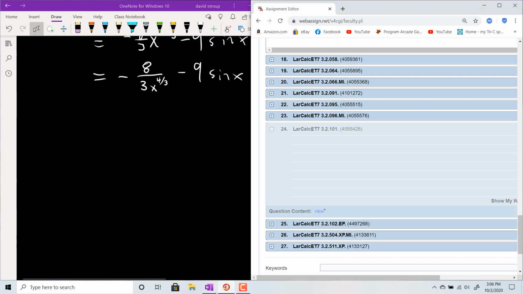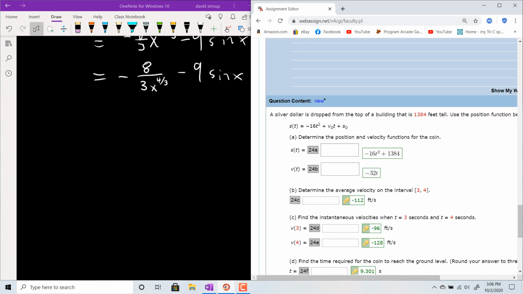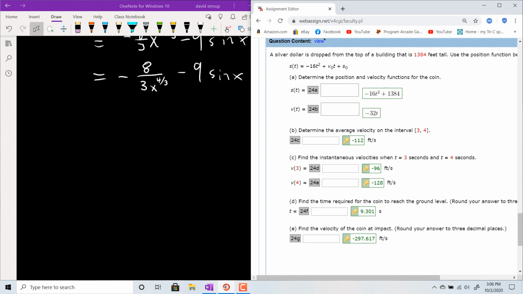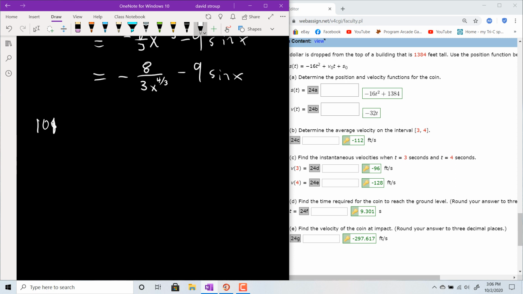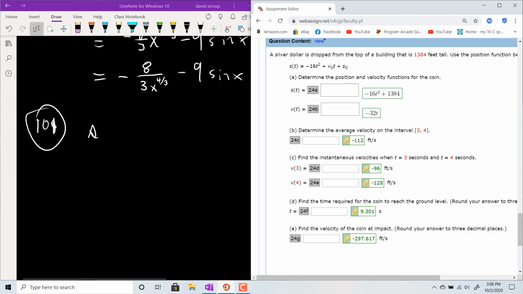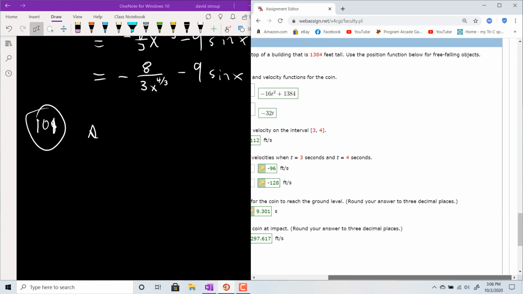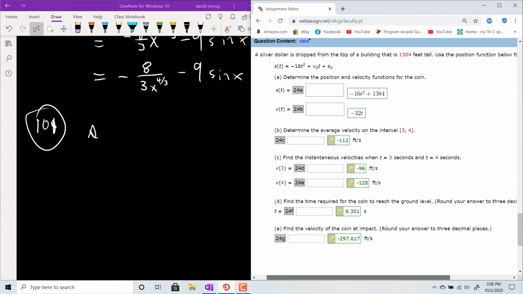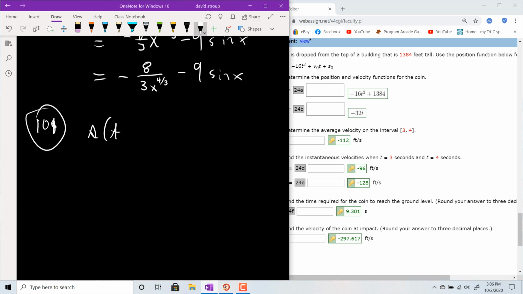Okay. So this is one of the story problems that's kind of about physics, projectile motion. Let's take a look. Determine the position and velocity functions for the coin. A dollar is dropped at the top of a building that's 1,384 feet tall. Use the position function for free falling objects, which is given as s of t equals negative 16t squared plus v sub 0 t plus s sub 0.